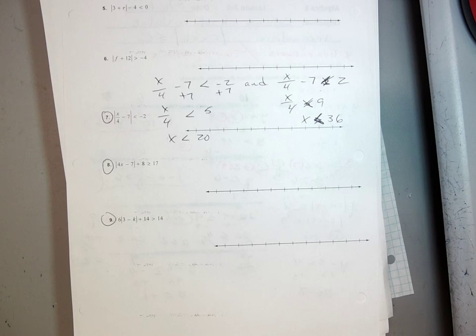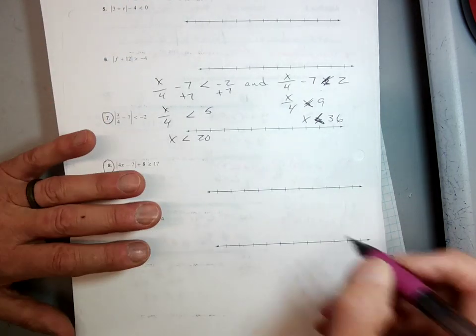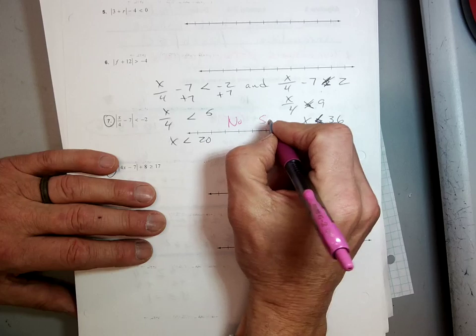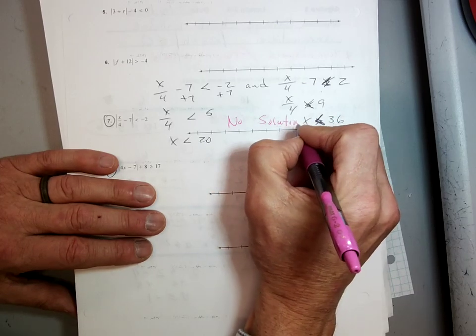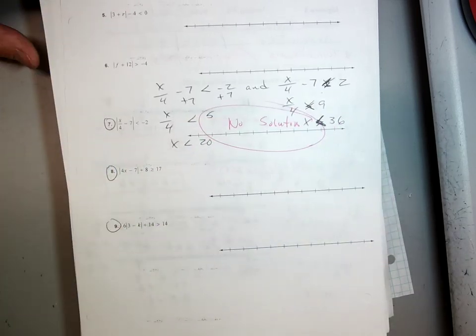No. Give me another positive number. -6. Absolute value of -6 comes out 6. It doesn't matter. This one is a trick question. There is no solution. So is it no solution? I'm not even stuck on that one.